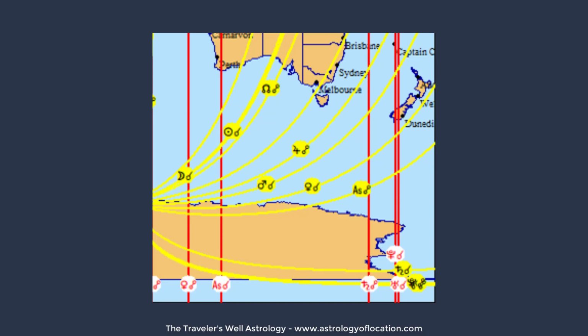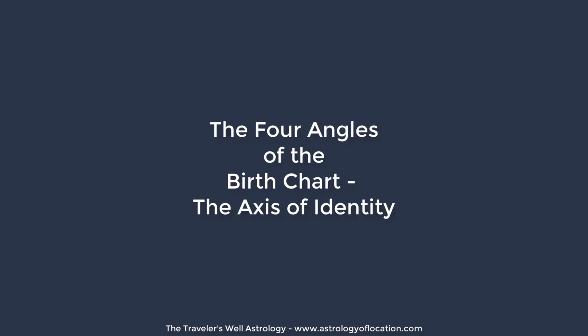Here's a snippet of a map, like what you will find in your map package, where you'll see planetary symbols, and then there'll be red lines and yellow lines, and behind the planetary symbol, there'll be a little cannonball or a barbell. So first, let's take a step back and talk about the 4 angles of the birth chart, because that's what you're really seeing reflected in the map.